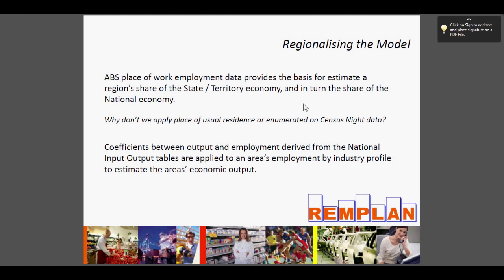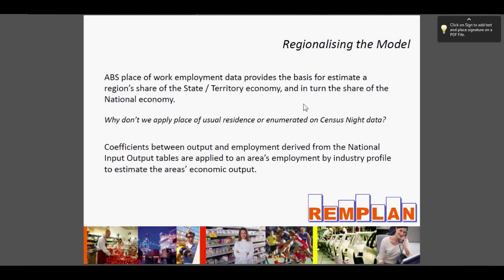So why don't we use place of usual residence or enumerated on census night? Just reflect on that. You might disagree with us, but we're quite clear in our minds that place of work employment data is absolutely the way to go about this if you're trying to measure the size and characteristics of a local economy. By applying place of work data, we cut through all of those complexities around fly in, fly out, or, in a large city such as Brisbane or Sydney, people living in one area and commuting somewhere else.